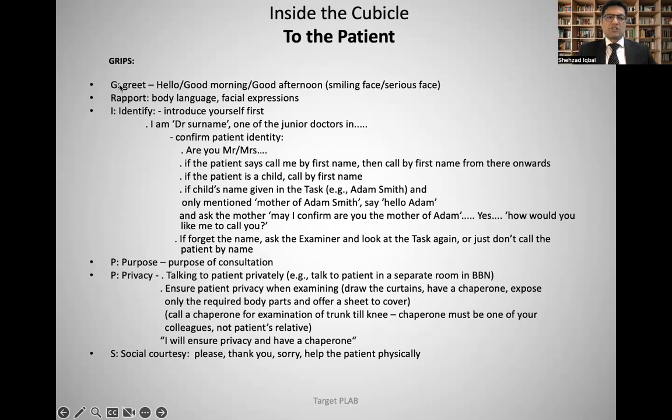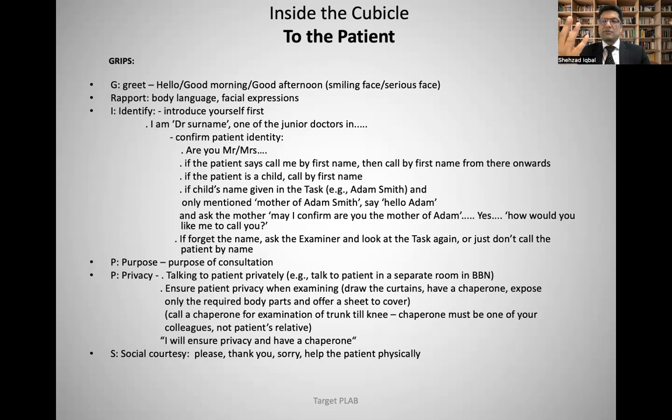Greet the patient. G for greet, R for rapport, I for identify, P for purpose, P for privacy. So there are two P's. And S for social courtesy. So G for greet.